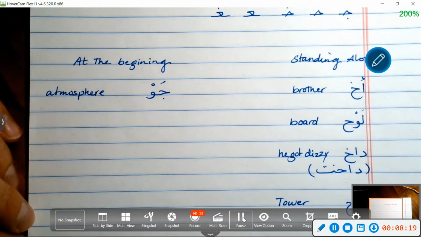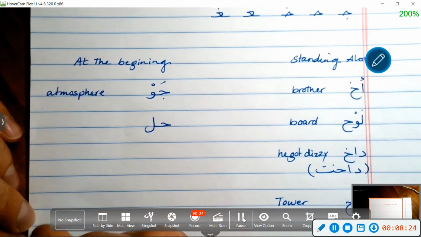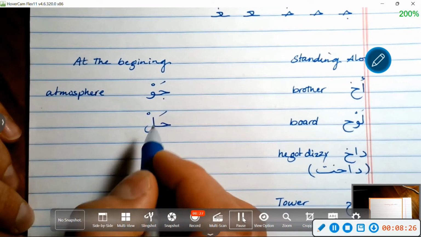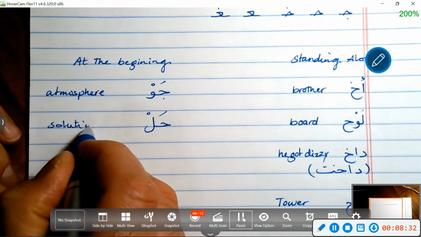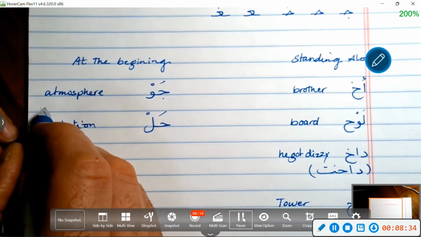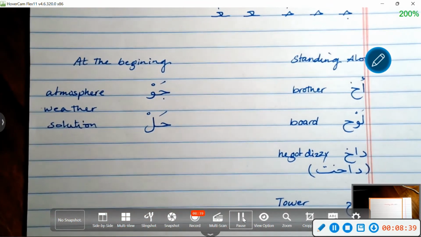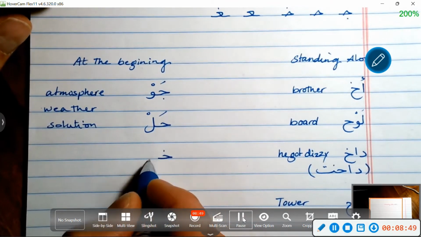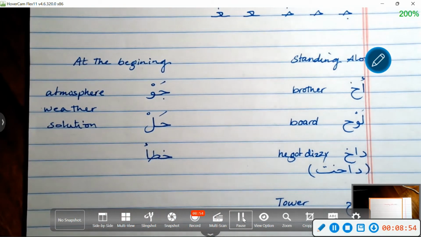We have حل. حل means a solution. Also جو also means weather. If I ask you كيف الجو أو كيف الطقس, it means weather. I have خطأ. خطأ means error.